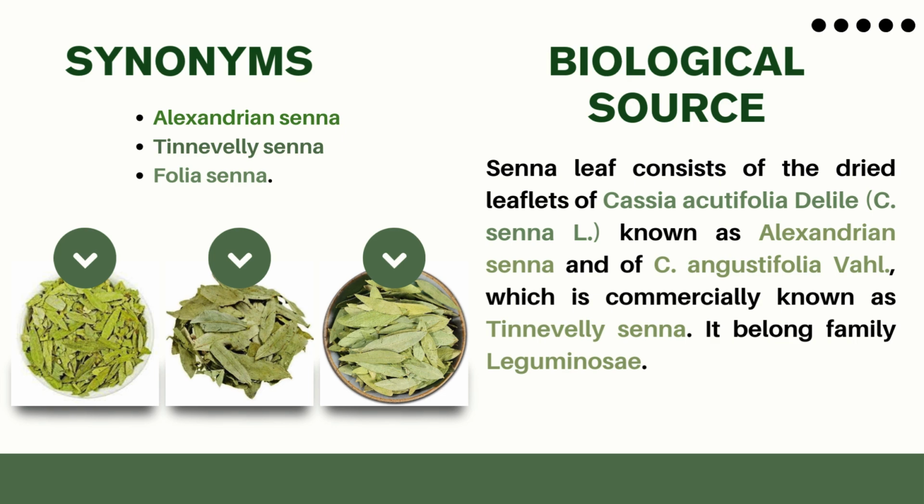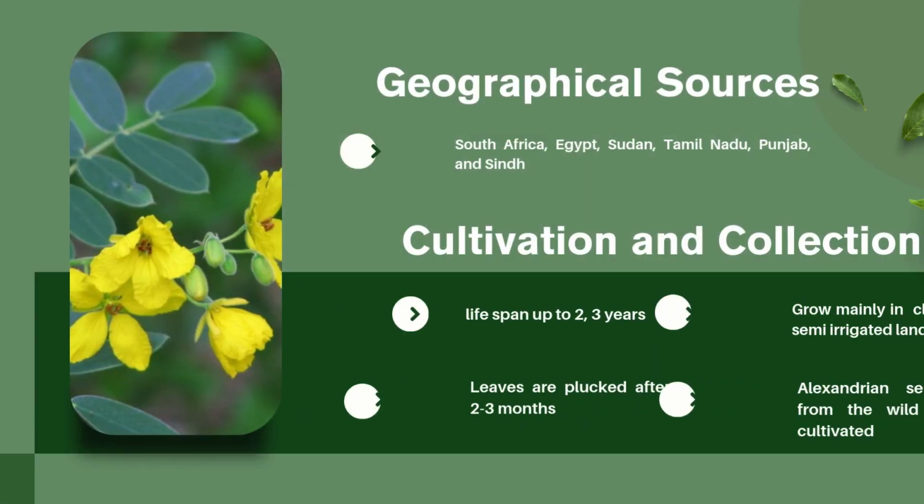From a biological perspective, SENNA leaves mainly consist of the dried leaflets of two species, Cassia acutifolia, commonly known as Alexandrian SENNA, and Cassia angustifolia, known as Tinnevelly SENNA. Both belong to the Leguminosae family, which is celebrated for its range of medicinal plants. Each type has subtle differences in morphology and chemical composition, influencing their commercial and therapeutic applications.